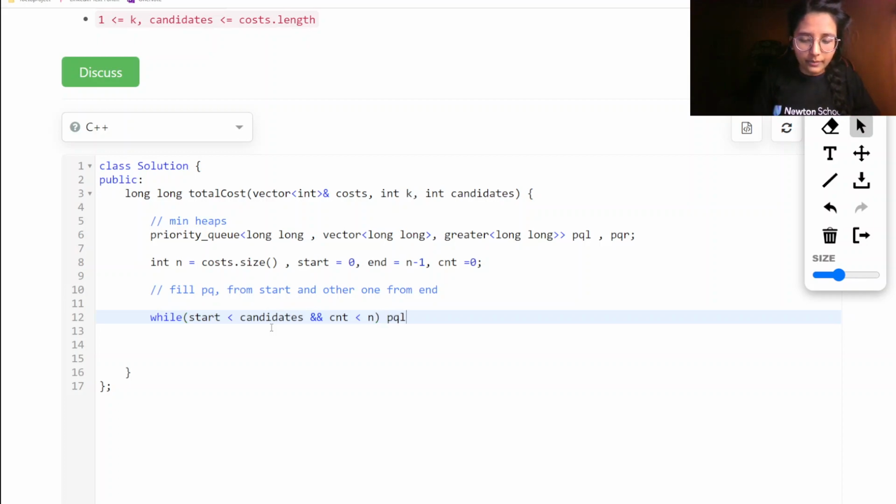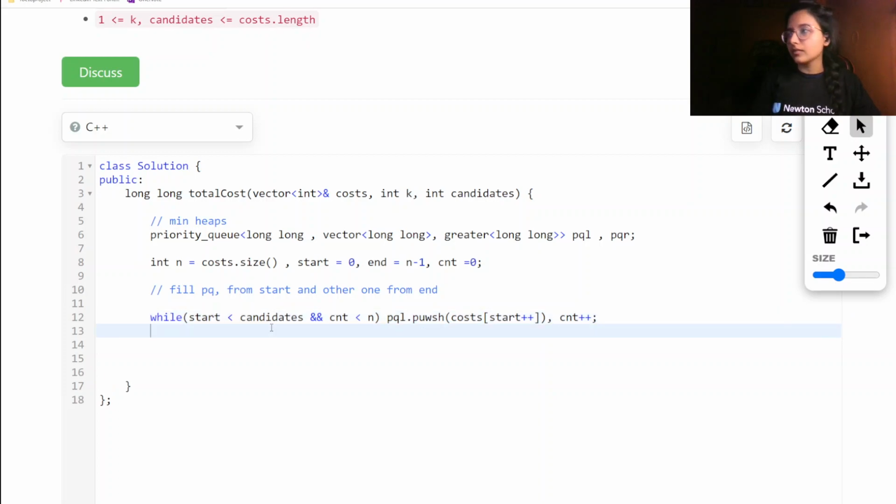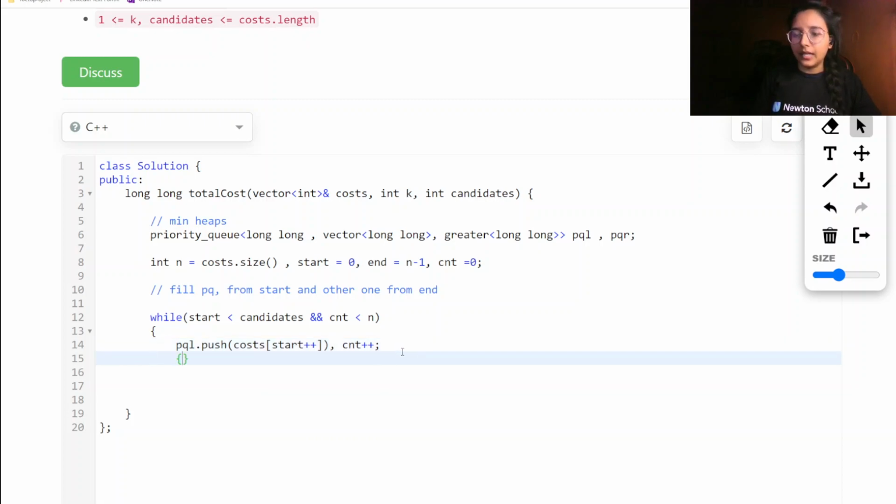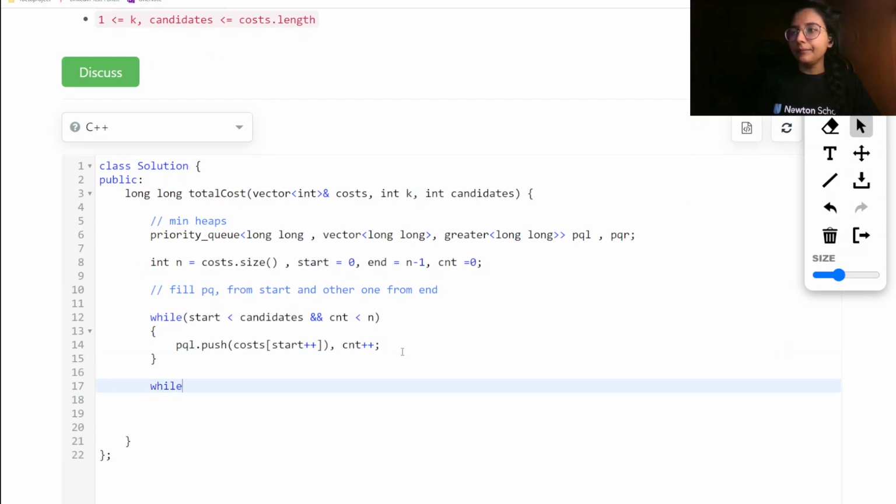So that's why we are doing it in that manner. Now comes the part of pushing elements. To our left priority queue, we are pushing the cost which is being given to us, cost of start, start plus plus, and then count plus plus. So this is the thing which we are doing for filling up our first priority queue, basically the left-sided one.